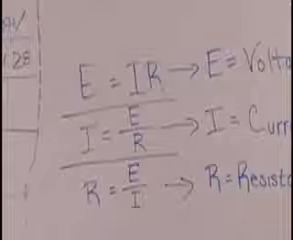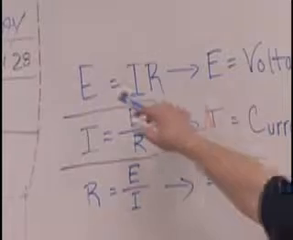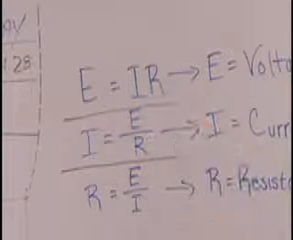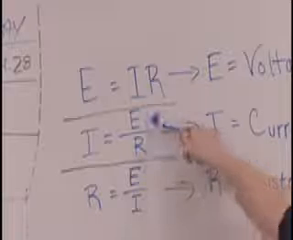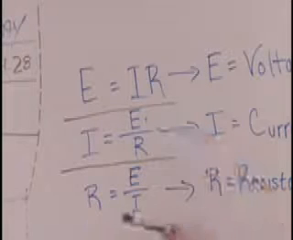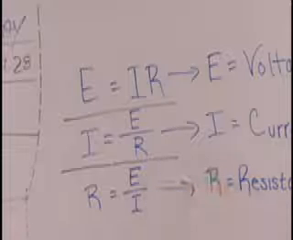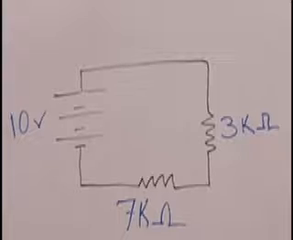Alright, as we learned before in Ohm's law, to find the voltage, which is E, you multiply the current by the resistance. To find the current, you divide the voltage by the total resistance. To find the resistance, you divide the voltage by the current. Now we're going to show you how to use Ohm's law in the schematic diagram.